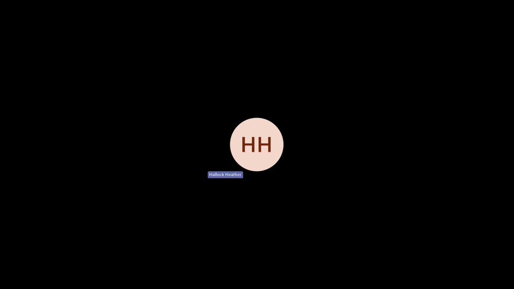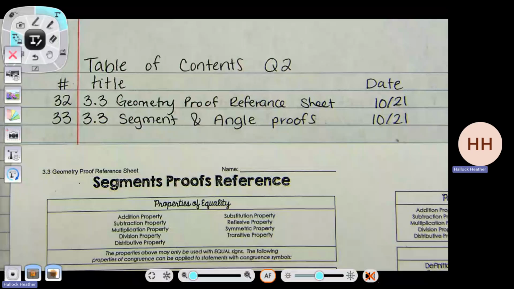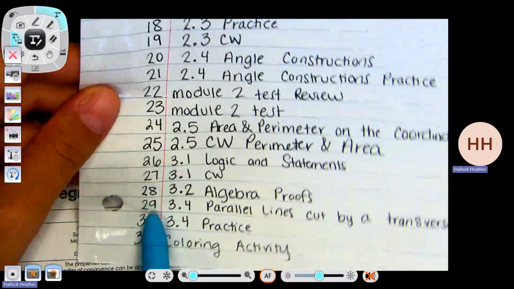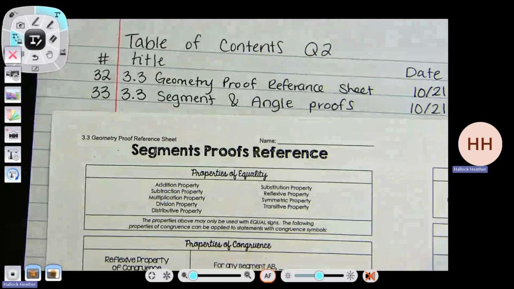Okay, so for today, we are doing proofs. We haven't done proofs in literally 20 days because of all the hurricanes and everything. The last time we did proofs was number 28, which was October 1st. Okay, so for today's thing, this is number 32.